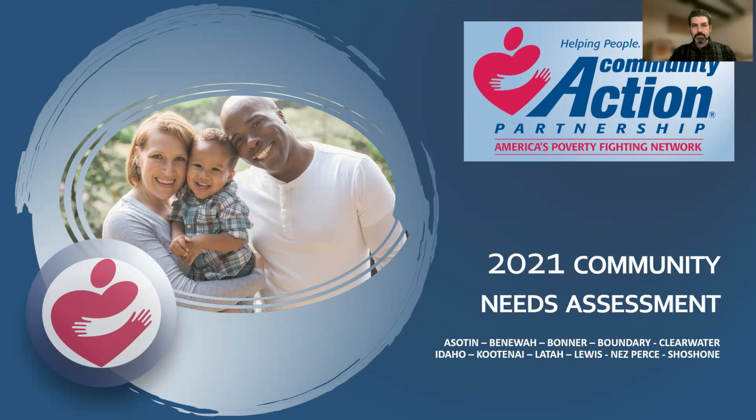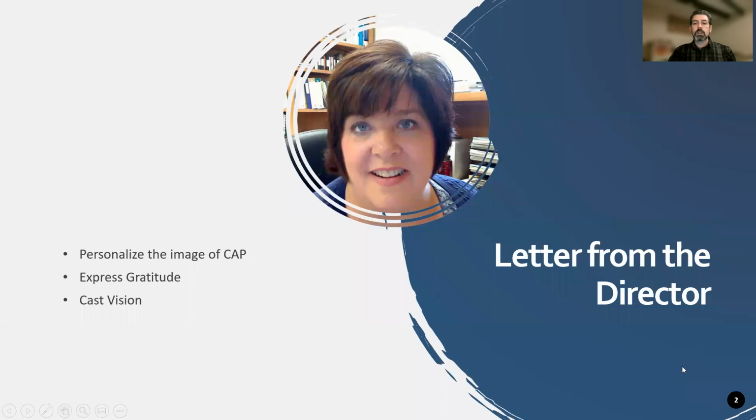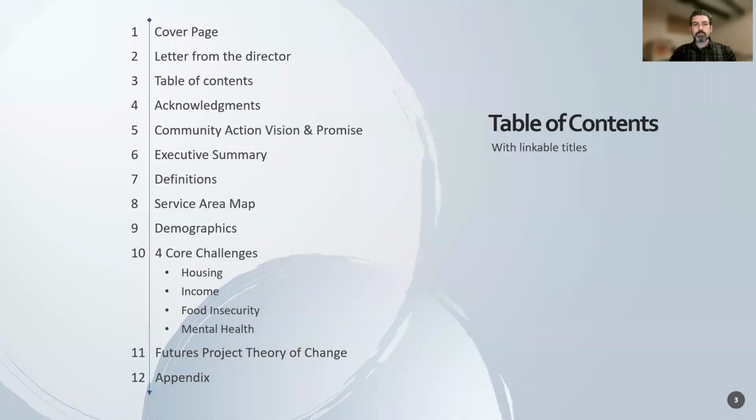So here we go. To start with, we will have our cover letter, which will look something like this on the screen, adapted, of course, for the printed page. Following the cover letter, we have a suggestion for a letter from the director. This is just a chance to personalize the image of Community Action, to express some gratitude, and for the director to cast a little vision about what we're doing with the assessment and what we hope to do as an organization for the community. From there, we'll move right on to the table of contents.